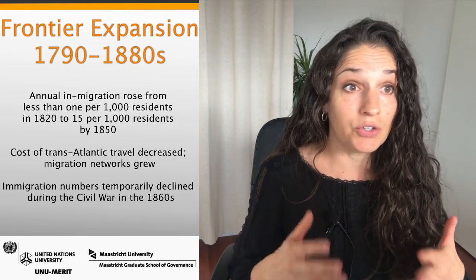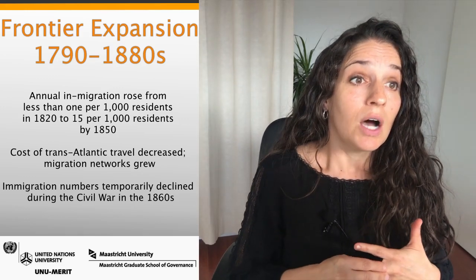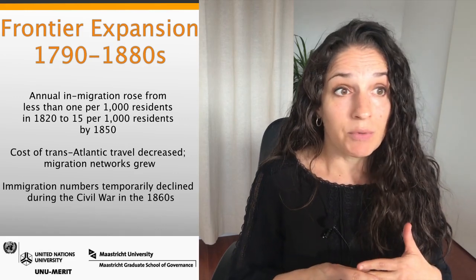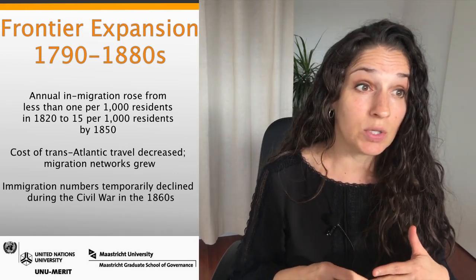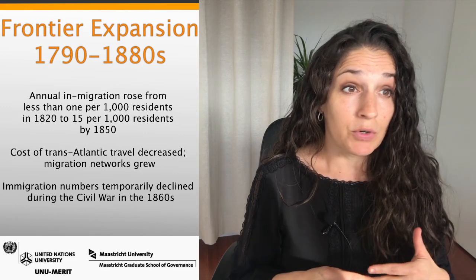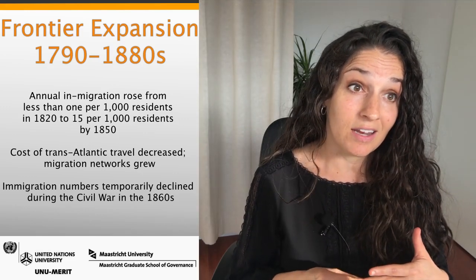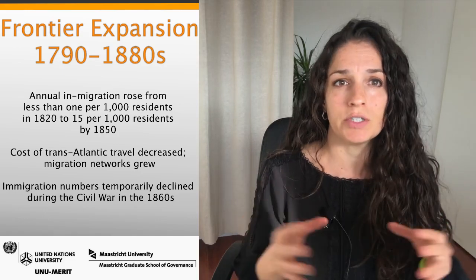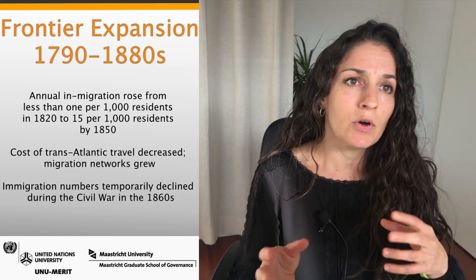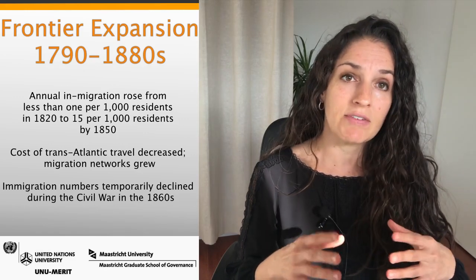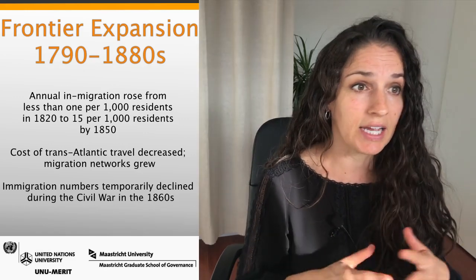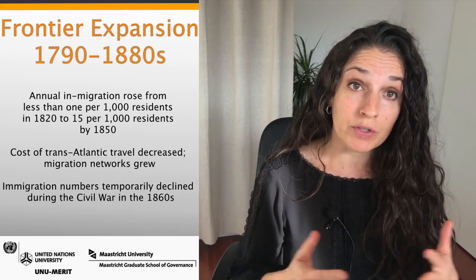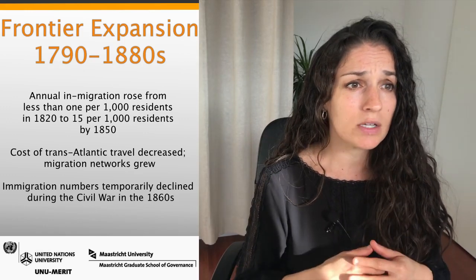Annual immigration during this period actually grew quite a lot, from less than one immigrant per 1,000 residents in 1820 to about 15 immigrants per 1,000 residents in 1850. So if we think about the frontier, the major frontier expansion period really happened over around 100 years, from about 1790 to the 1880s.